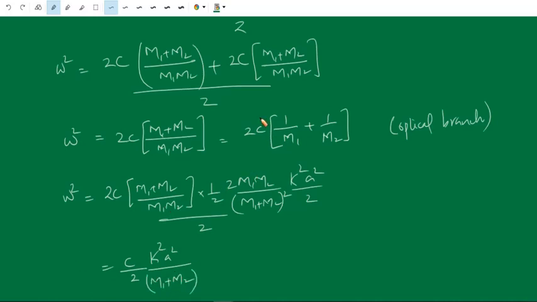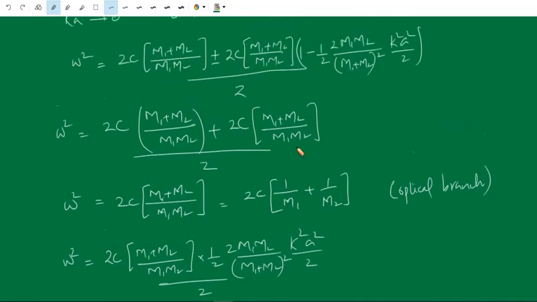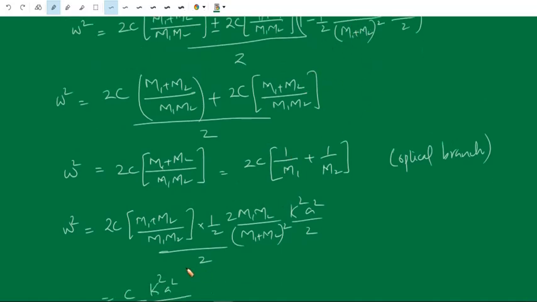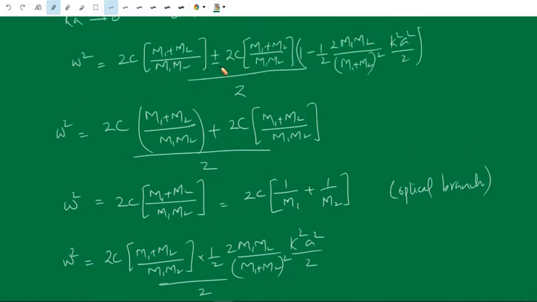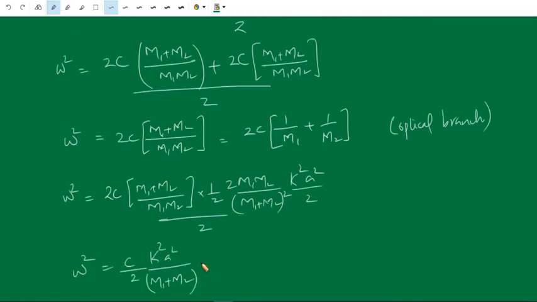Here we are not neglecting the final term, because if we neglect this, it will become 0. So omega square is equal to c by 2 into k square a square divided by m1 plus m2. Since this corresponds to the negative of this quantity, this is called the acoustical branch.